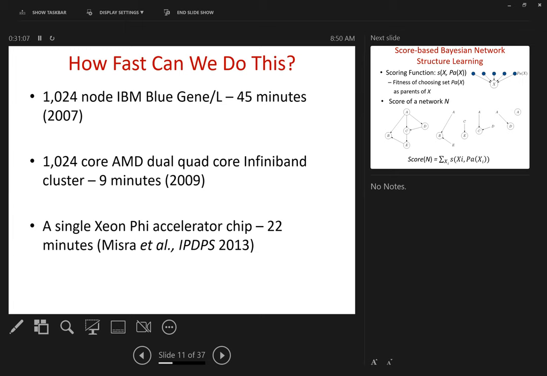Now, one problem with mutual information networks like this is that they're really looking at pairs of variables. And obviously, in a real biological setting, there could be a number of transcription factors that are affecting a gene and so forth, right?